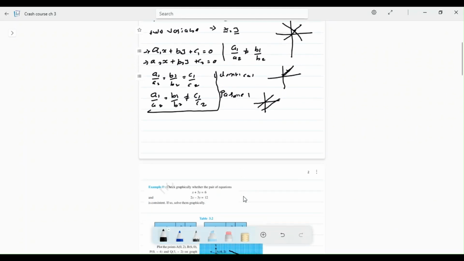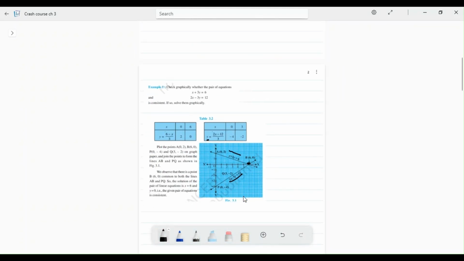So let's look at one example of the graphical method. The equations are x plus 3y is equal to 6 and 2x minus 3y is equal to 12. We put two values, 0 and 6, for x, and based on that we have calculated the value of y, which is 2 and 0. So if we write x plus 3y is equal to 6, then 3y is equal to 6 minus x, and y is equal to (6 minus x) upon 3. So we can place the value of x and we get the corresponding value of y.